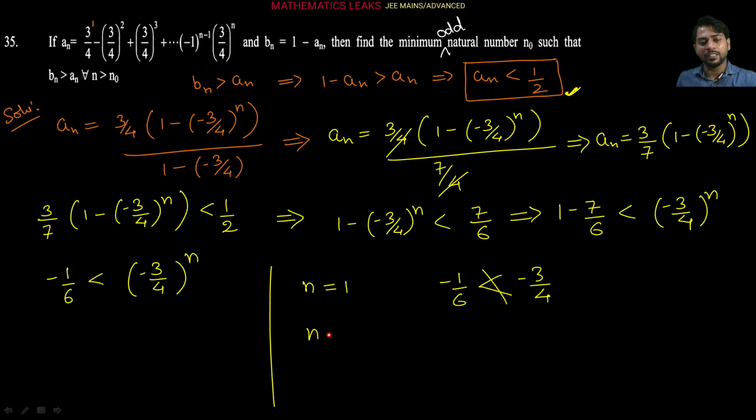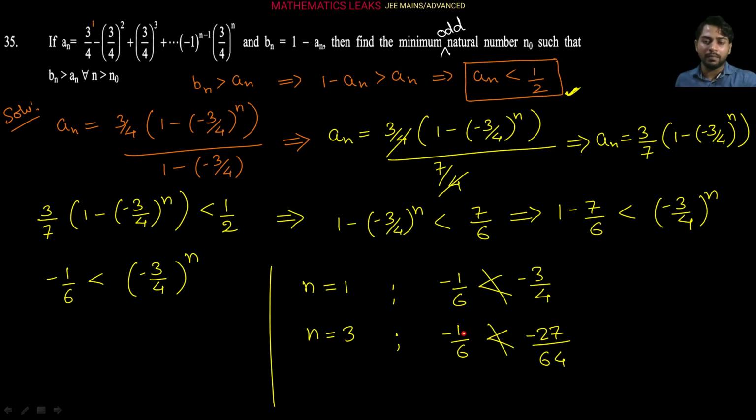Similarly, n is equals to the next odd number, we are taking 3 here, right now. So if we are taking 3 here, minus 1 by 6 and on the right side minus 3 by 4 to the power 3. So minus 3 to the power 3 is minus 27 upon 64, right? So is minus 1 by 6 less than minus 27 by 64? Obviously not. So this is also not correct here. This is not less than.